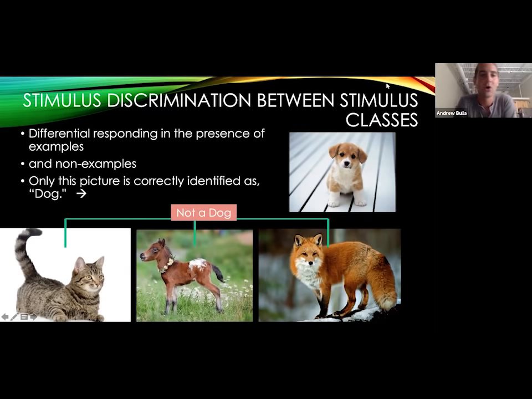So for example, only this picture is correctly identified as a dog, and the learner correctly rejects these three as instances of a dog. So they reject a cat as a dog, this baby pony as a dog, and this fox as a dog. They correctly reject those. They say, nope, that's not a dog. So they discriminate between stimulus classes. We need to make sure that both of those things are occurring for us to say that we've taught a concept, or we have conceptual control.